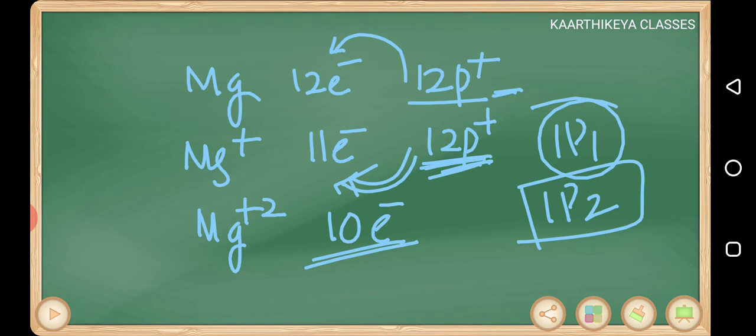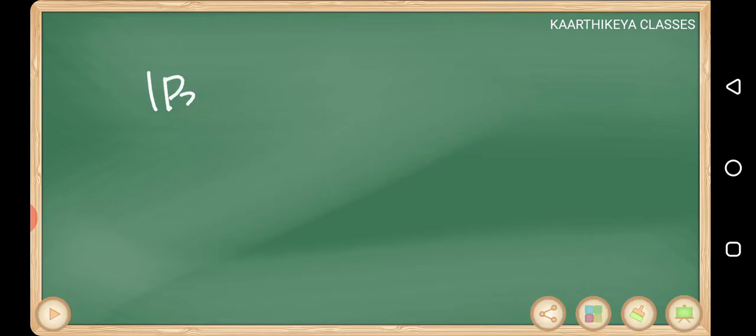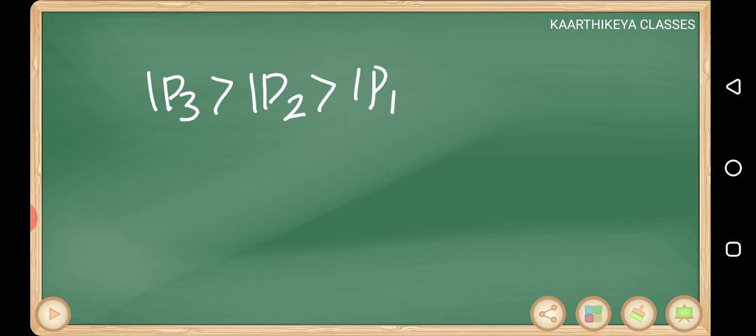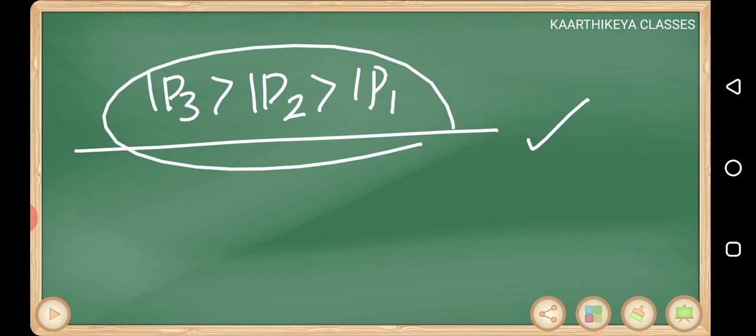This is in general what we see in exams. Not only this, IP3 is greater than IP2, which is greater than IP1. No exceptions for any atom, it is applicable. Even the half filled, full filled stabilities, no questions. If you take IP4, IP4 is greater than IP3, like that. So this is one point to be noted.